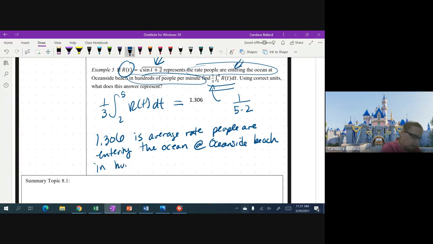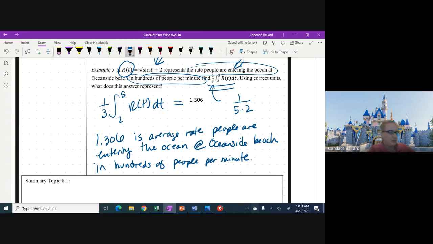In hundreds of people per minute. I'm not really a big beach person because I do not like sand. I'm happy to be on a lake in the water. I'm good on a boat like that, but no beach. Too messy.